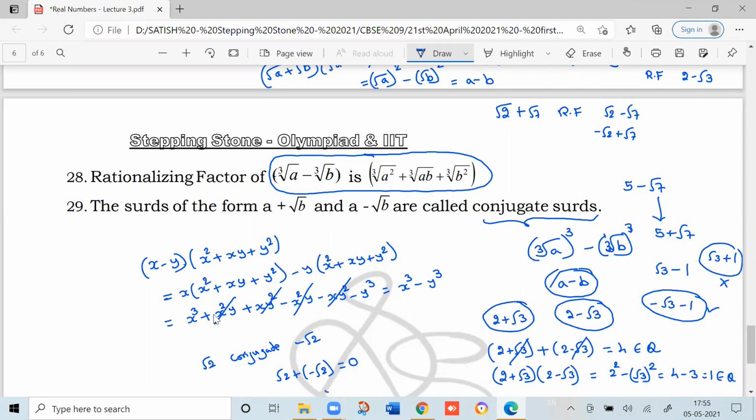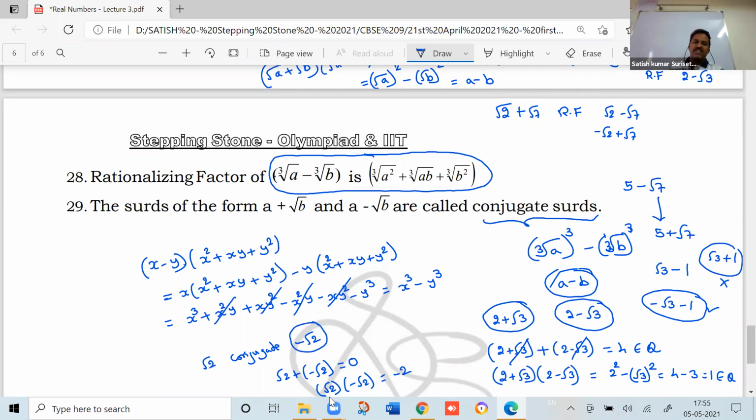Now, what is the product? Let us consider the product. Root 2 into minus root 2. What do you get? Minus root 2 whole square, that is minus 2, which is also rational. So minus root 2 is the conjugate of root 2, and root 2 is the conjugate of minus root 2.